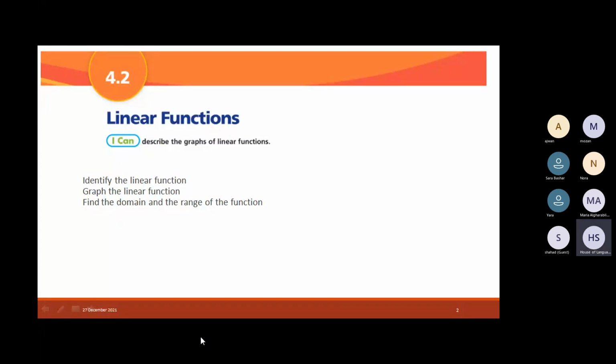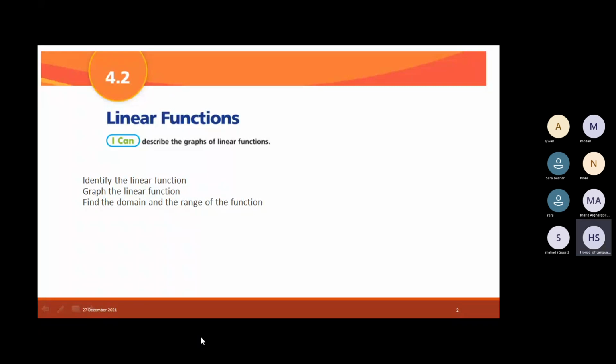As we said, we have the linear equation. Today we're going to learn about the linear function. In this lesson, we're going to identify the linear function. What is the linear function? It's like the linear equation. How do we graph the linear function, and how do we find the domain and the range of the function?